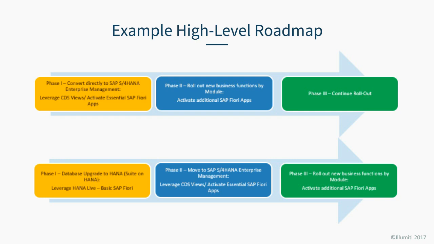So if we decide to do it that way, that will be our first step, and then our next step would be to move to S4, and then after that, we'll start the rollout. So there could be various versions of what this roadmap would look like, and you could get down to the level of detail that you want module by module to draw this out. But you really need to sit in workshops and figure this out together as an organization.